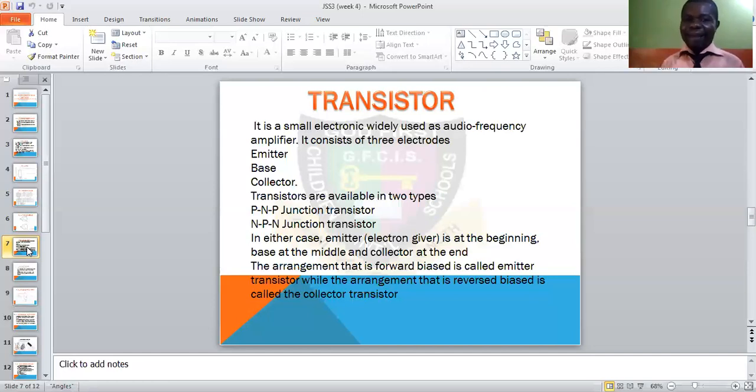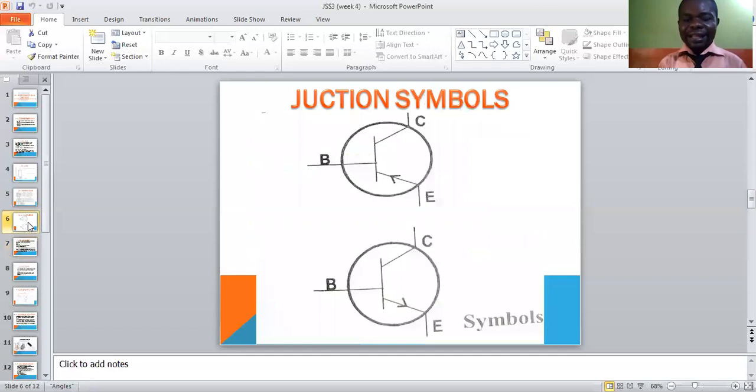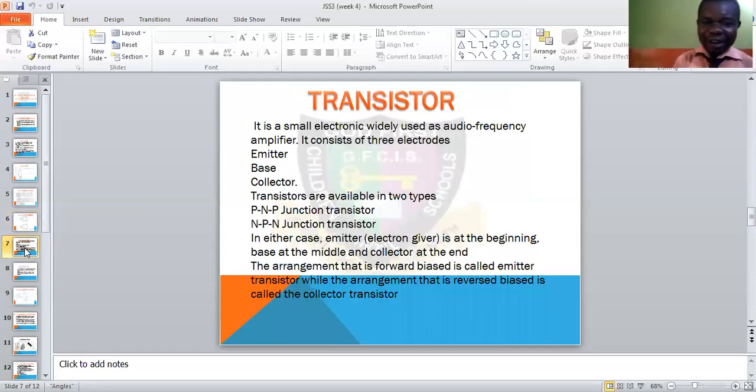In either case, the emitter, the electron giver, that's the one that releases, is always at the beginning. The base is in the middle, then the collector is at the end. That is what we are discussing on the transistor there, just like this. The emitter here too is at the beginning, the base is at the middle, and the collector is at the end. In either case, they are arranged in such a way.